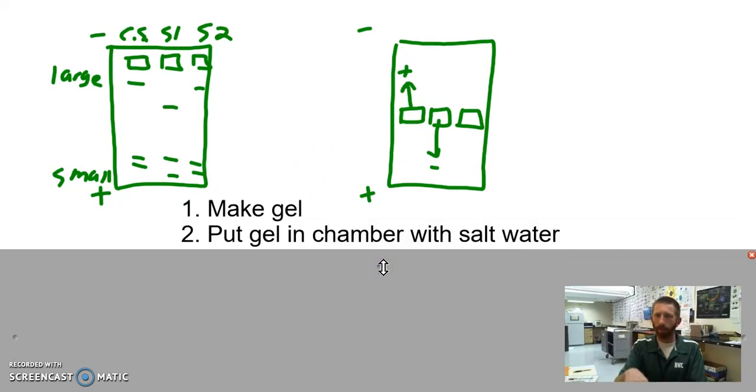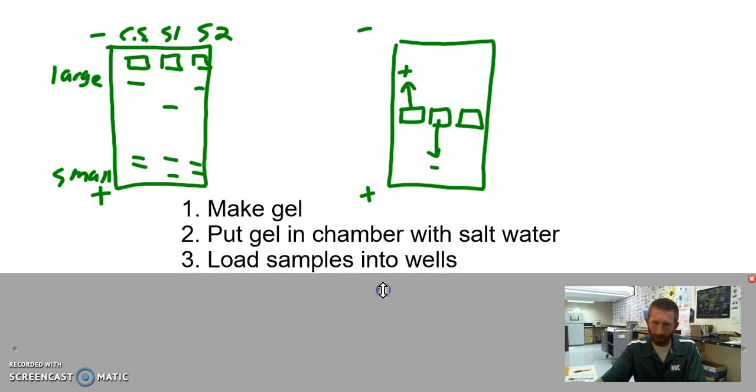Step two, put the gel in a chamber with salt water because we're going to run electrical current through the gel, and surprise, surprise, electricity does not run through pure distilled water. It has to be salt water, okay? So put gel in chamber with salt water. Number three, load samples into the wells.